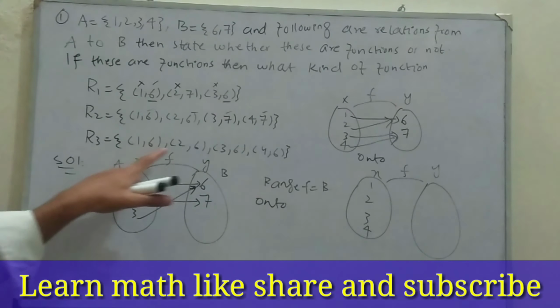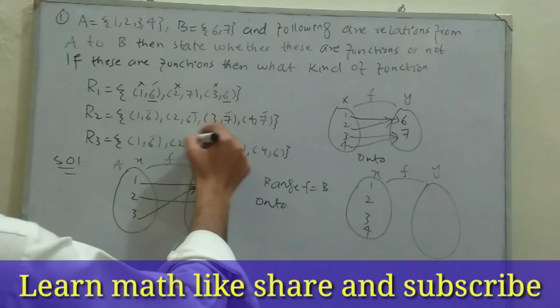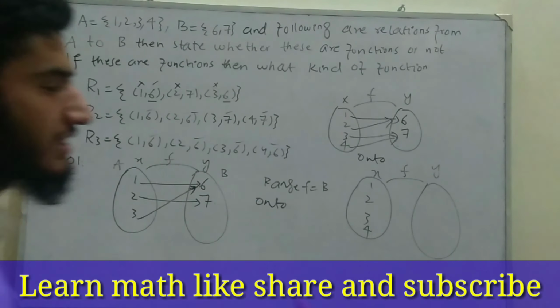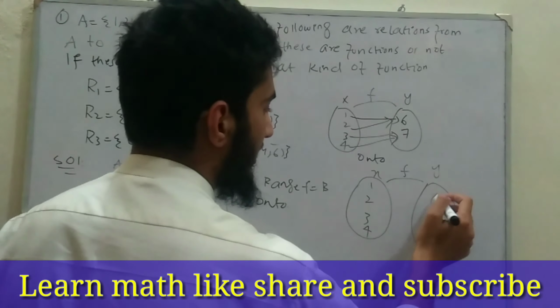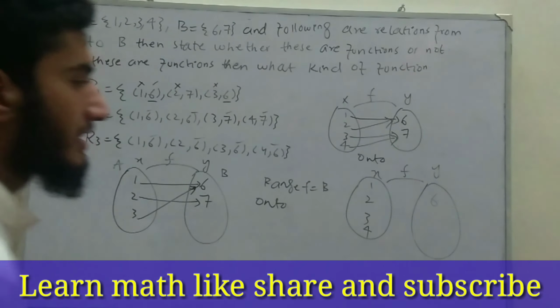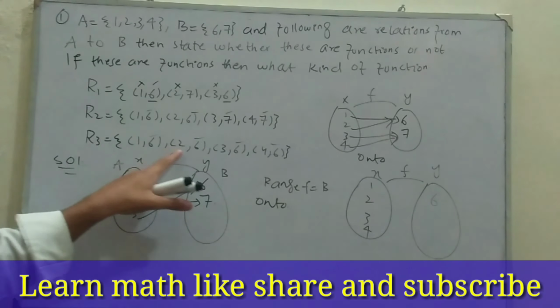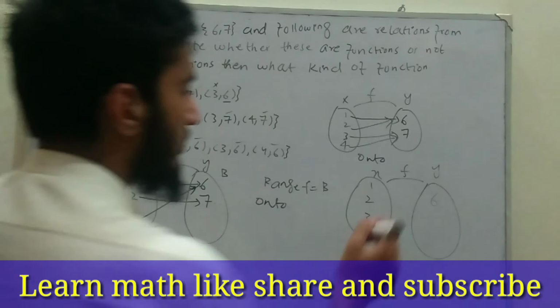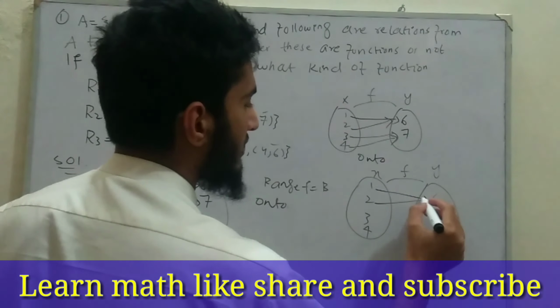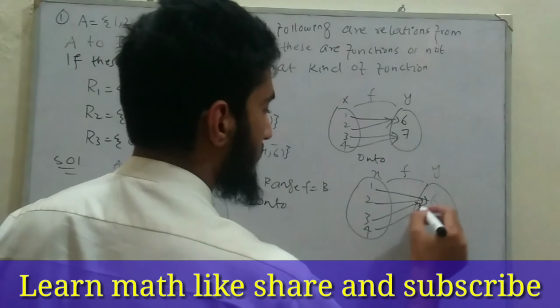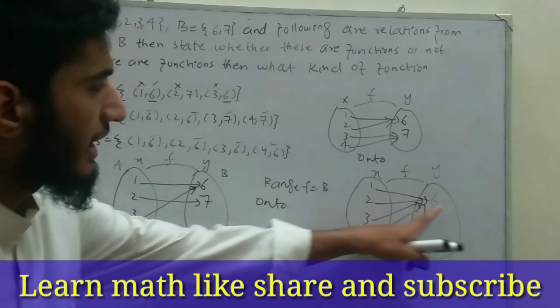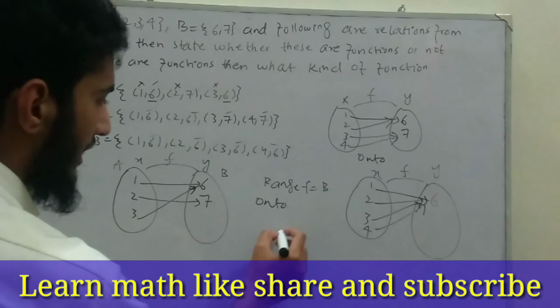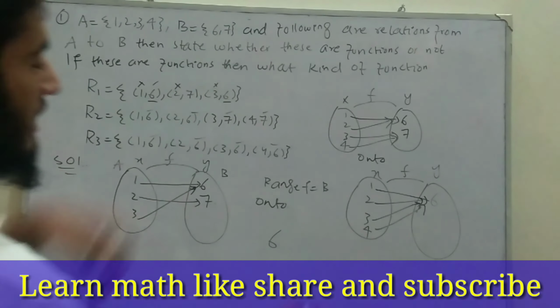Here we have 6, and here 6 is repeated 4 times. That's why we'll take just a single 6, because we already learned that there is no repetition in the set. So 1 is mapped with 6, 2 is mapped with 6, 3 and 4 are mapped with 6. So it means that all of the domain is mapped with a single 6 in the range. Here our range is 6 and our B set is 6, 7.